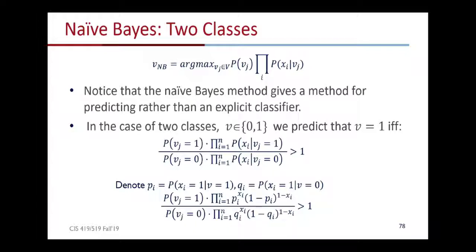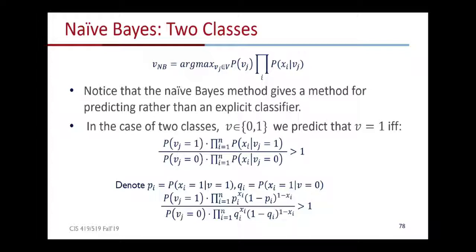So again, this is the ratio that I showed before, and I'm going to use the following notation. Pi is going to be P of xi being 1, given that v is 1. Qi is going to be the probability of xi being 1, given that v is 0. And with this notation, I can write this product in the following way.